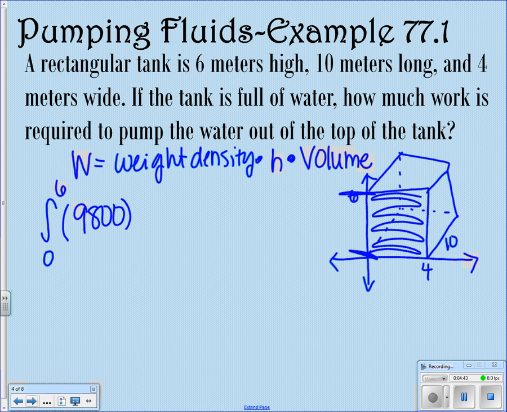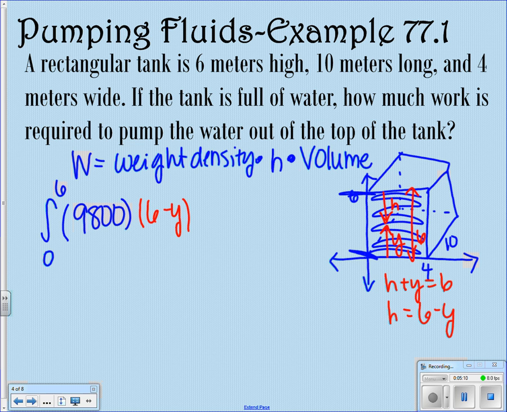9,800. For the height, you're going to set this up the same way you did in lesson 74. This here is 6. You have your y coming this direction, and then your h is coming this direction. And so h plus y equals 6. So your height is 6 minus y. So we're going to plug in 6 minus y.